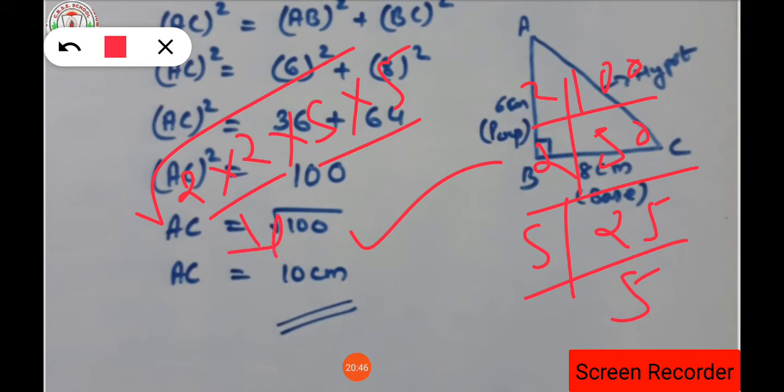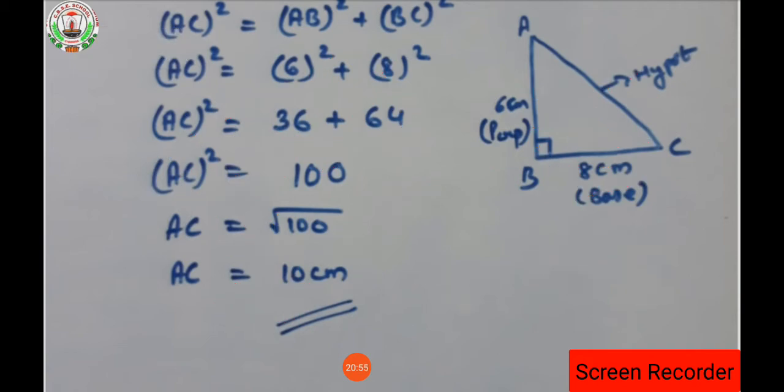So among these two pairs, one will come outside, and among these two pairs, one pair will come outside. So 2 into 5 will be 10. So this is the value of the square root by prime factorization. We can also find it by the long division method.